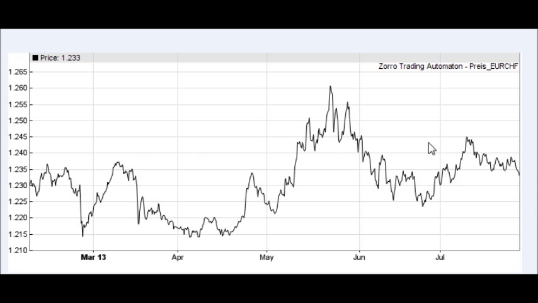So when to use a grid trading system? You usually want to use a grid trading system on markets which are relatively stable over a long period of time. For instance, here I have the last 6 months of the euro franc. And as you can see, the difference between the highest high of the period and the lowest low is around 500 pips. So that's okay.